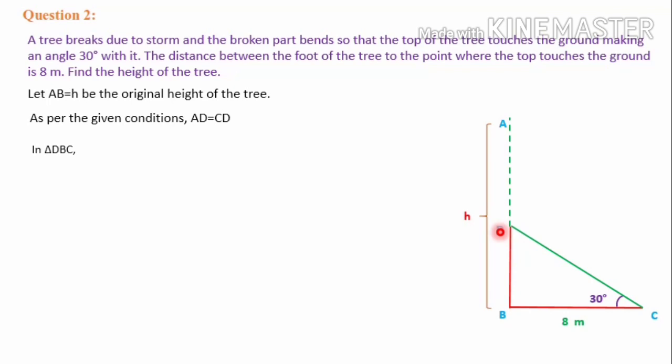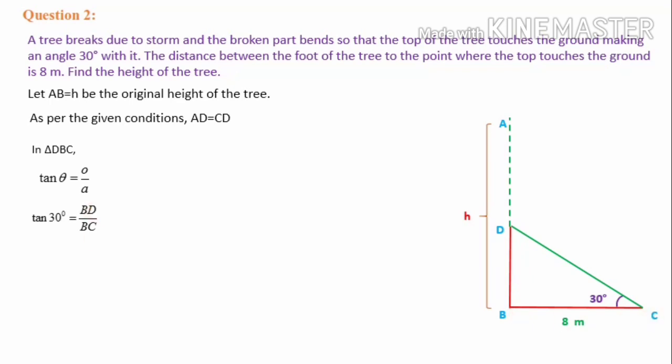In triangle DBC, here we need DB because the total length AB we need. For that purpose, we need DB first. So DB is the opposite side with respect to 30 degree, and BC is the adjacent side with respect to the same angle 30 degree. So O and A relation, that is tan theta. Tan theta is equal to O by A. Let's substitute it. Tan 30 is equal to O is BD and A is BC.